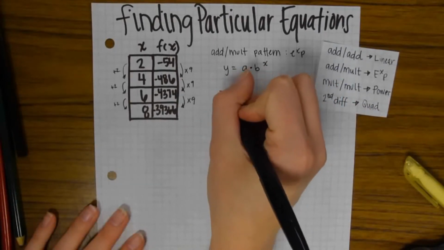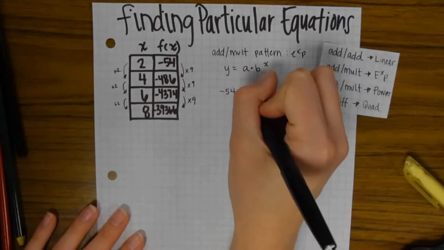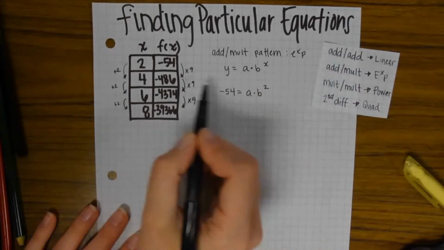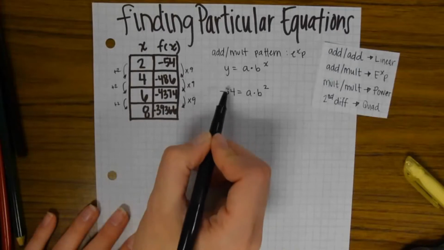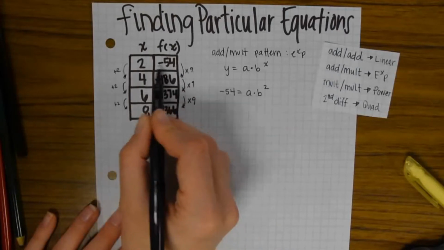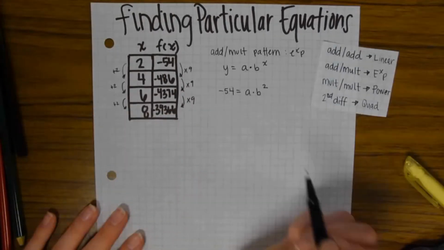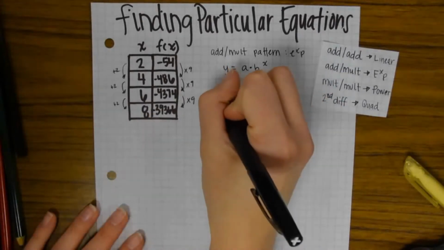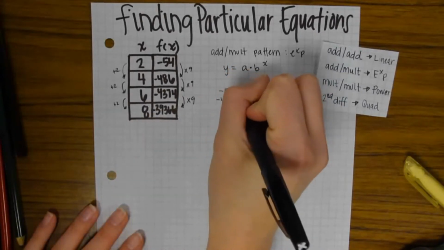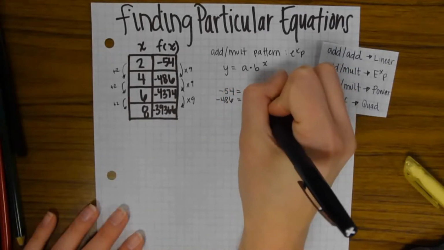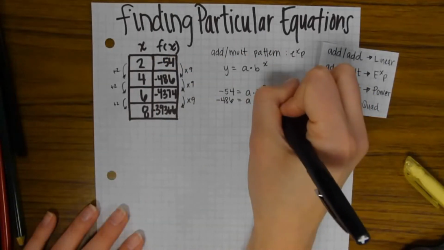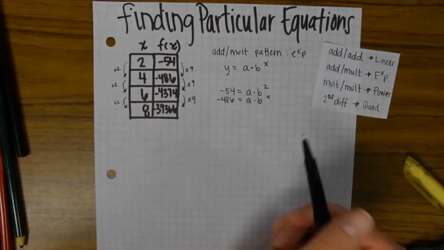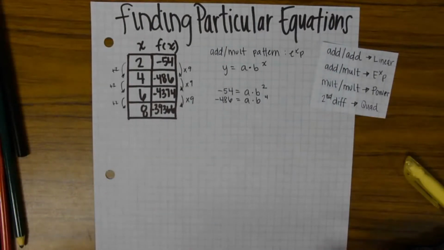We have negative 54 equals a times b to the power of 2. That negative 54 came from here, because that's what y equals. And the 2 came from here, because that's what x equals. Let's make one more. Negative 486 equals a times b to the power of 4. Negative 486 came from here, 4 came from there.